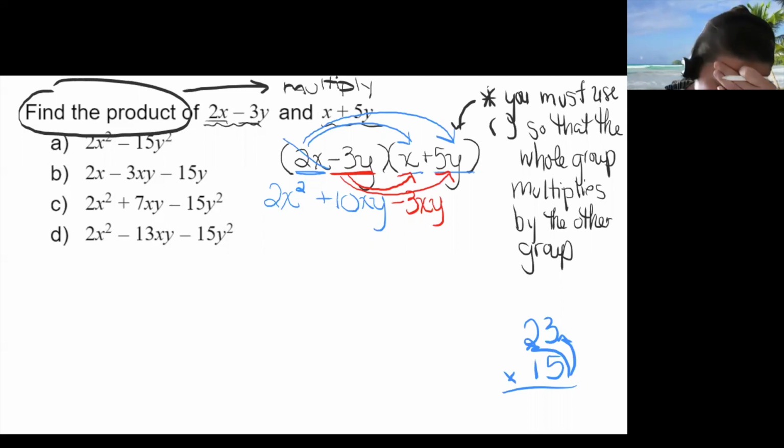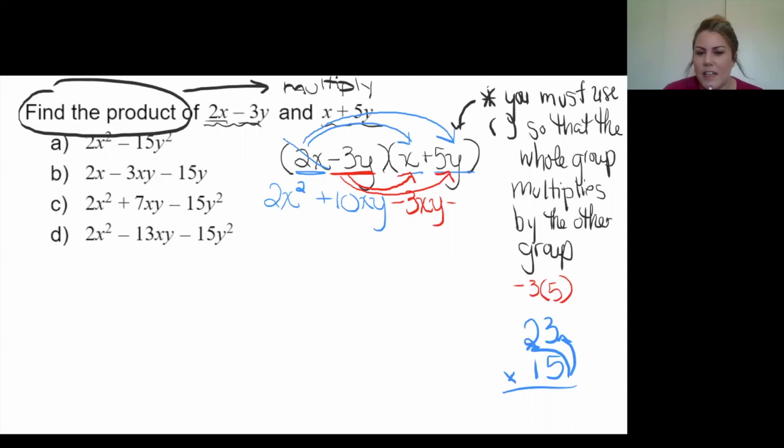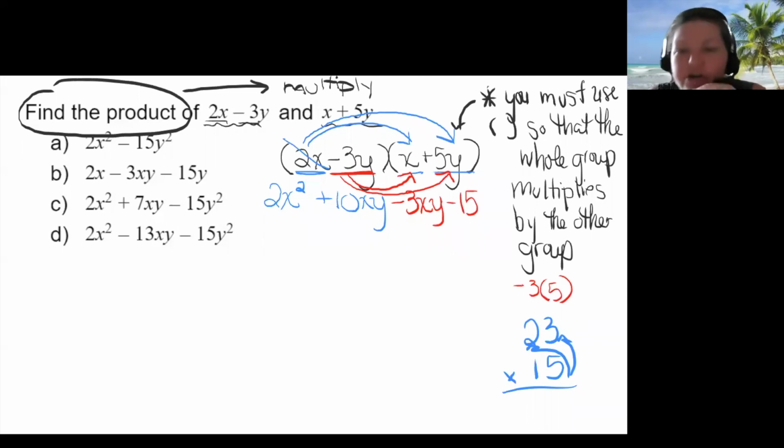So now that negative 3y will multiply with that positive 5y. Again, like we said, you could do the numbers in your calculator, Amy. You could do negative 3 times 5. Negative 15. Good. But you would have to know what y times y is. Y times y is? Y squared. Gorgeous. Now I have finished multiplying. Technically I have the product.